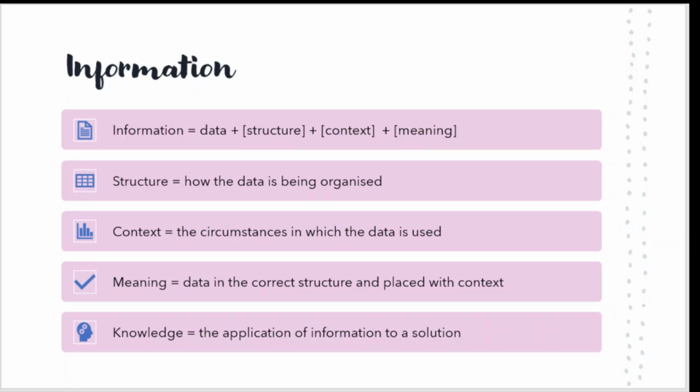Information is almost like an equation, all right? It needs to have data, plus it can have structure or context or meaning or all of that. Structure is how the data is being organized. The context is the circumstances in which the data is used. The meaning is the data in the correct structure and placed with context. Without that, information doesn't really exist.